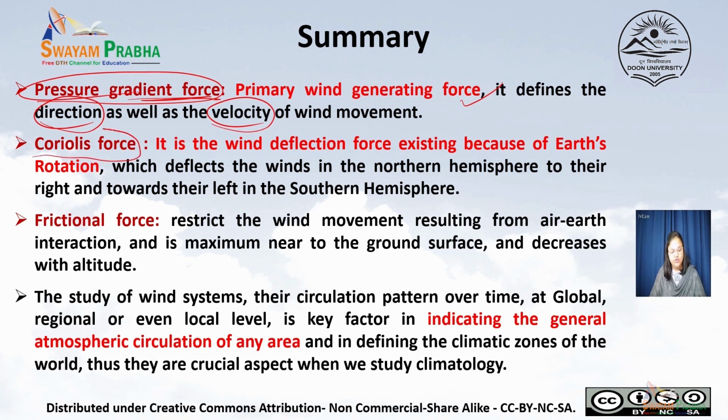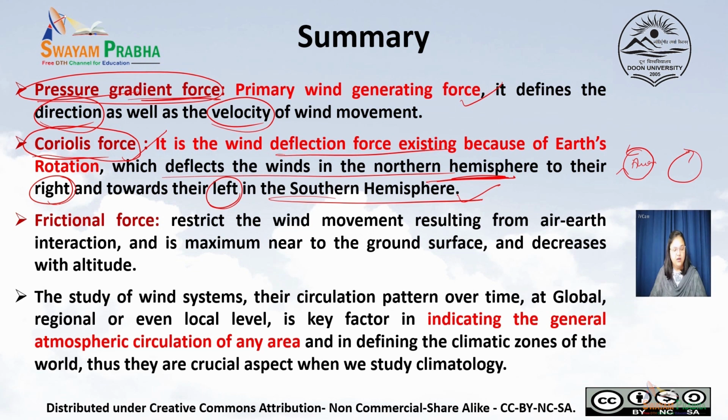Besides pressure gradient force, another force which affects the wind circulation is the Coriolis force, which is produced because of the Earth's rotation. So it is not the wind generating force, it is the wind deflection force because it acts only on the objects which are already in motion, because of which the winds are deflected towards their right in the northern hemisphere and towards their left in the southern hemisphere, making the entire wind circulation in the northern hemisphere anti-clockwise and in the southern hemisphere clockwise.